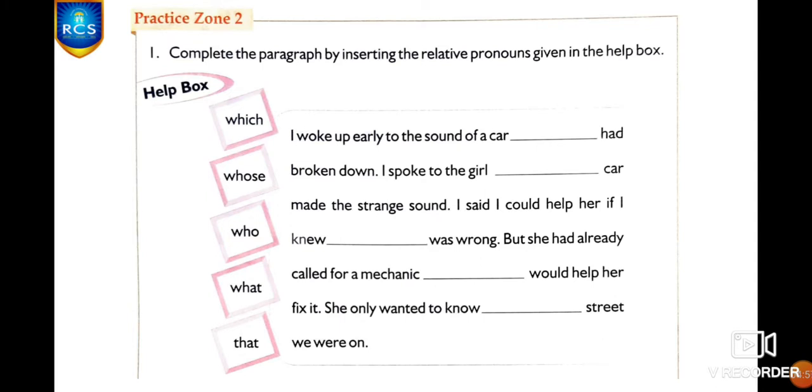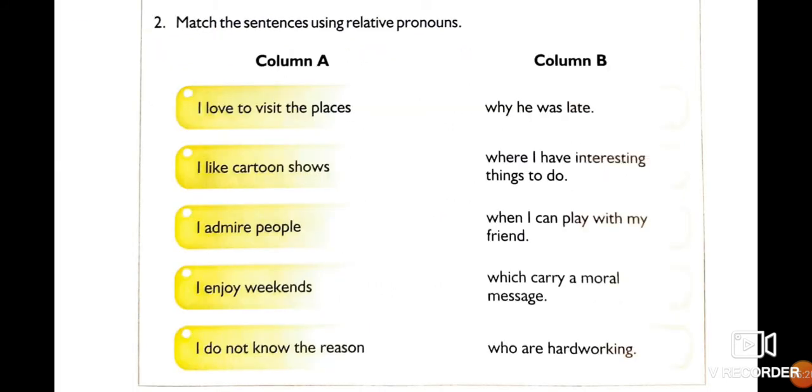And let us do some class activity to make it more clear. Practice zone 2. First question. Complete the paragraph by inserting the relative pronouns given in the help box. Children, read the passage carefully and fill in the suitable relative pronouns in the given blanks. You can use the help box they have given here. And second one, match the sentences using relative pronouns.